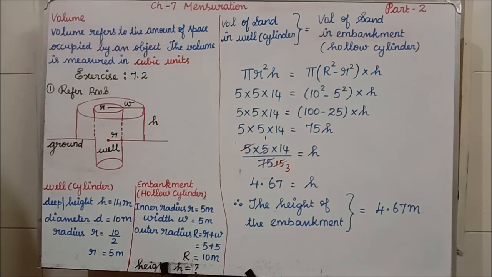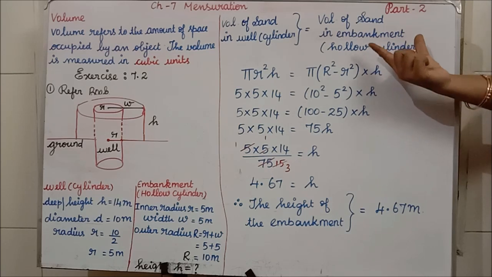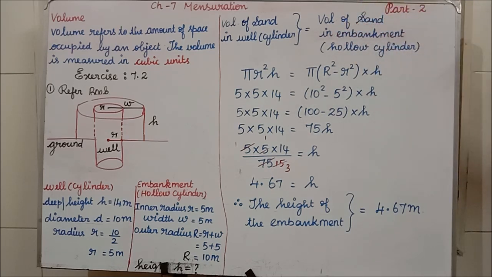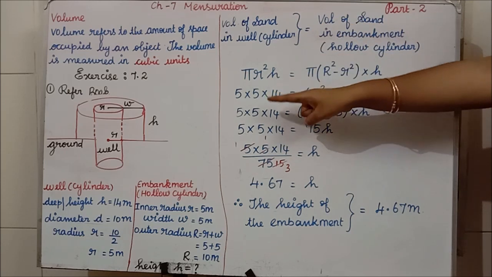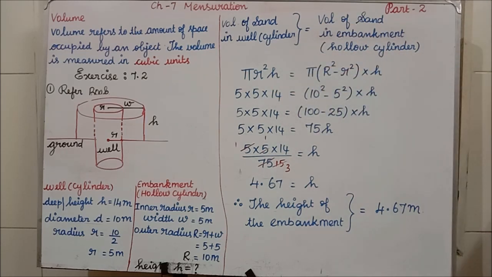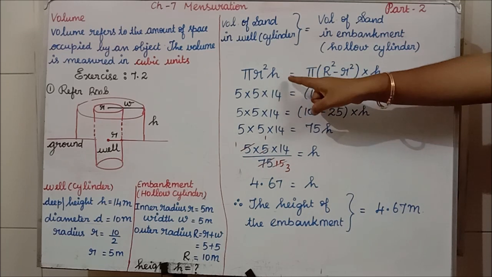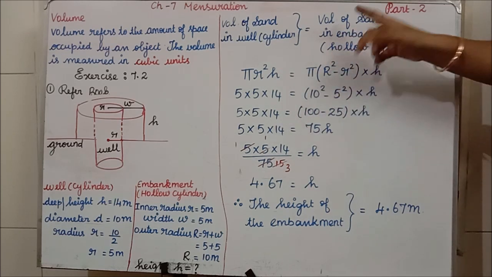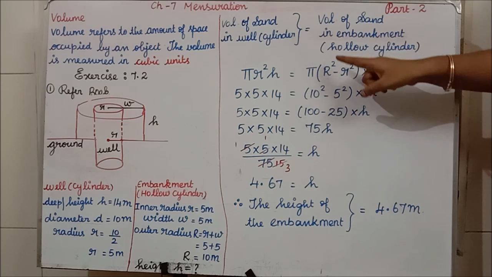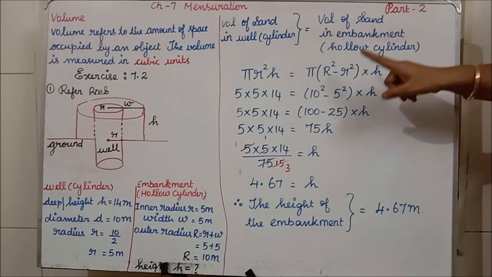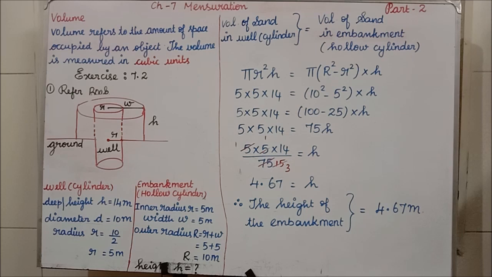The same sand is used to make the embankment. So I have written volume of sand in well. Well means what shape here? Cylinder. That I have written in the bracket, which is equal to volume of sand in embankment. Embankment means hollow cylinder. Clear the difference between cylinder and hollow cylinder? Volume of the cylinder formula is pi r square h. For the hollow cylinder, the formula is pi into capital R square minus small r square, into h.